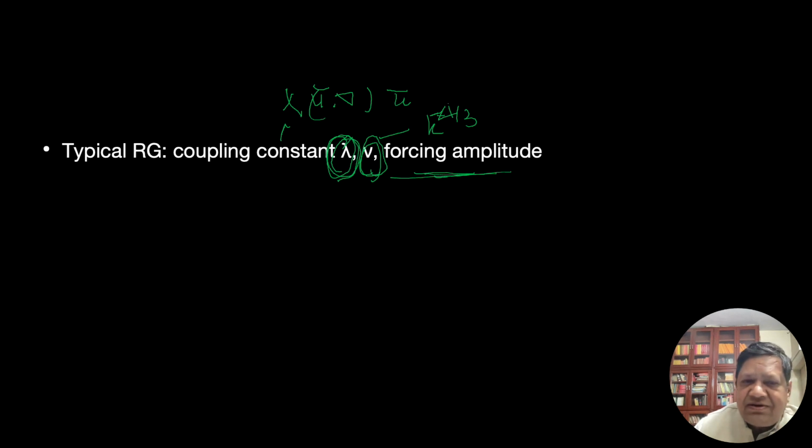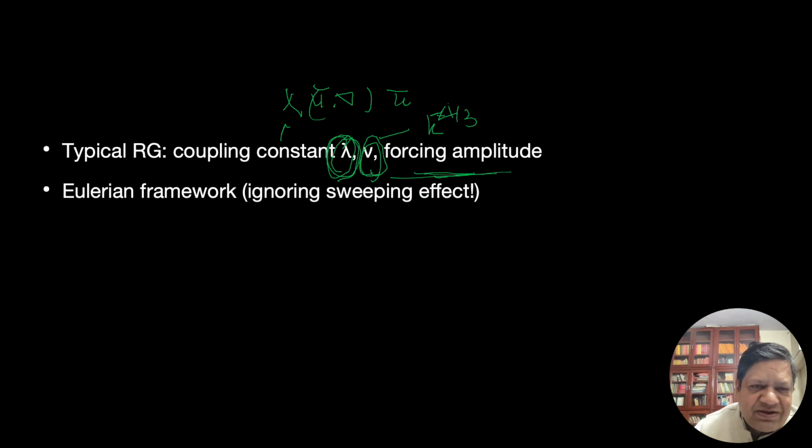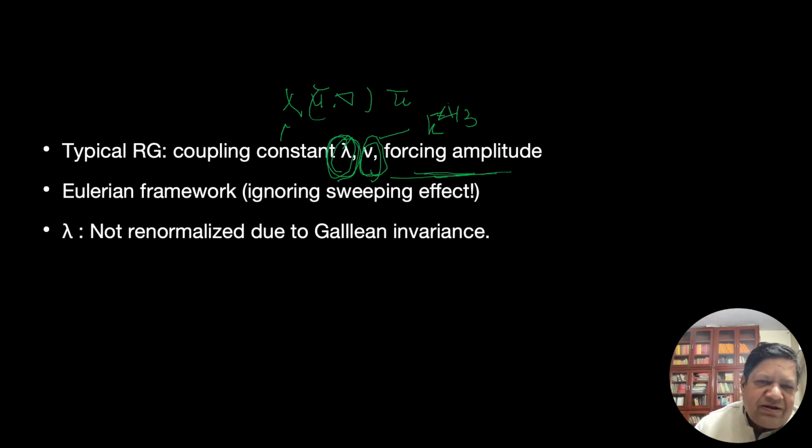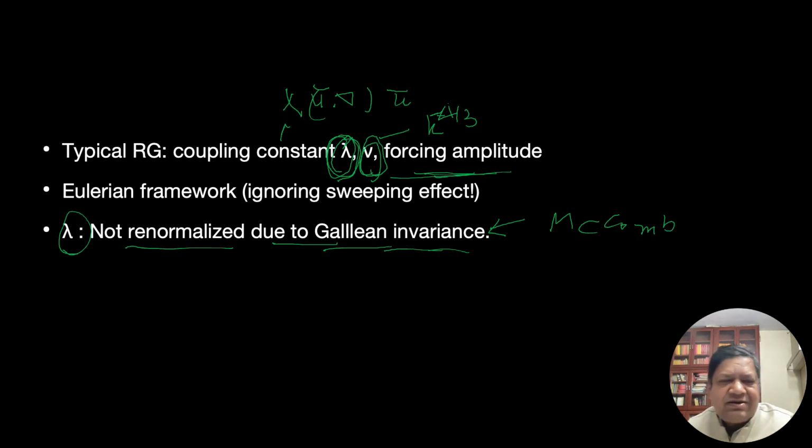But it turns out the Navier-Stokes equation has some interesting properties. Lambda is not renormalized due to Galilean invariance. So lambda is unchanged. It's a pretty interesting property which is not so trivial, but you can look at some books, for example, McComb. So it doesn't change under renormalization.